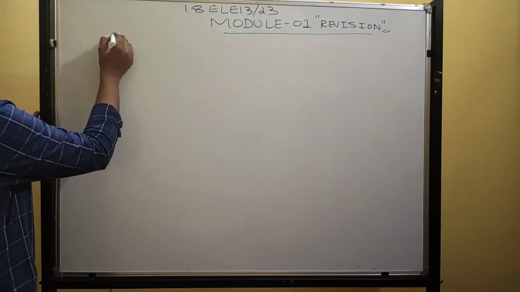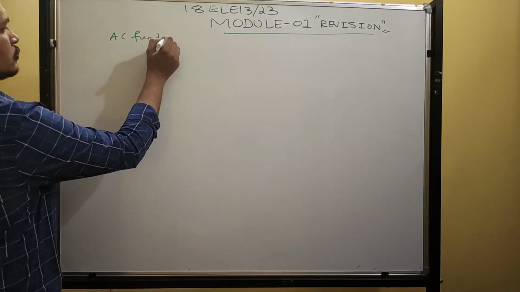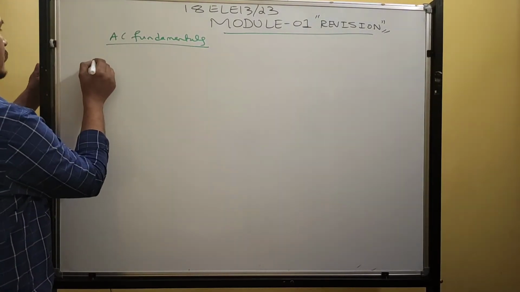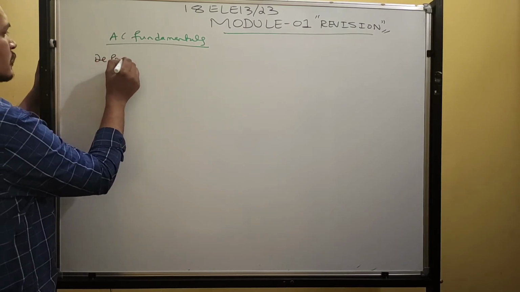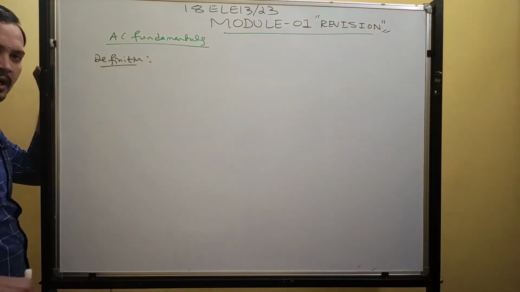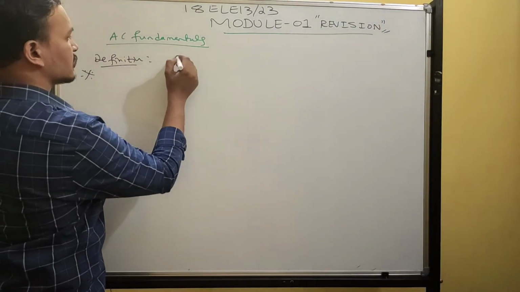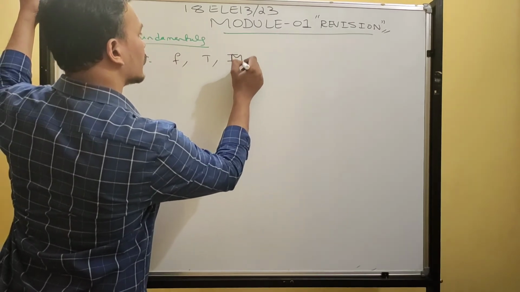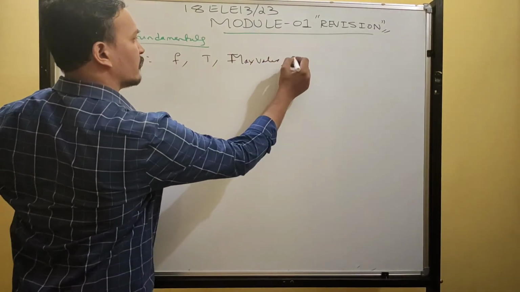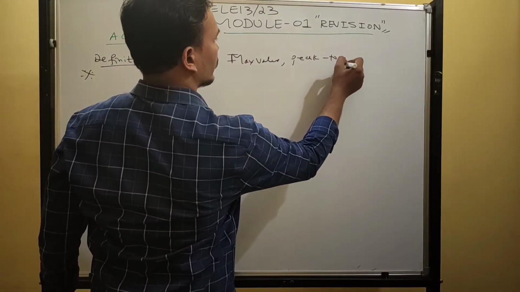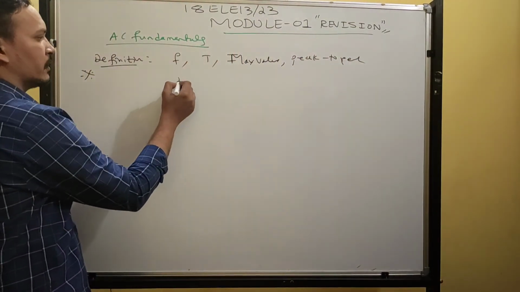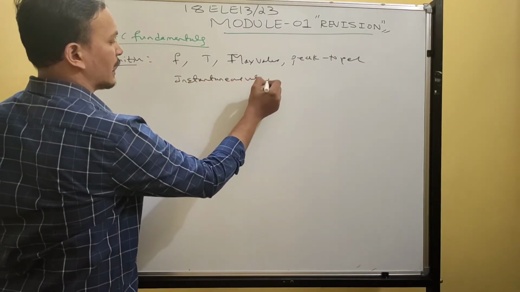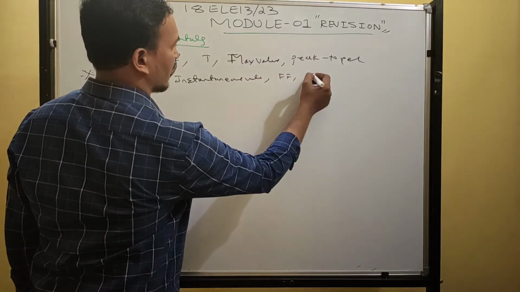Now AC fundamentals. In AC fundamentals, you must concentrate more on derivations. Before starting derivations, you must think about definitions. One question will definitely come on definitions. So what are the definitions? Define frequency, define time period, define maximum value, define peak to peak value, define instantaneous value, and define form factor, define crest factor.